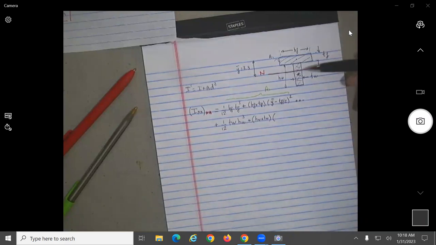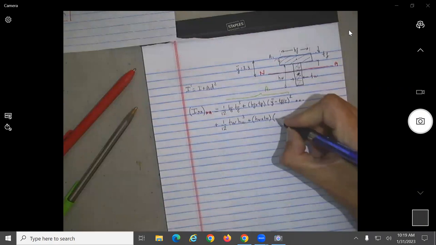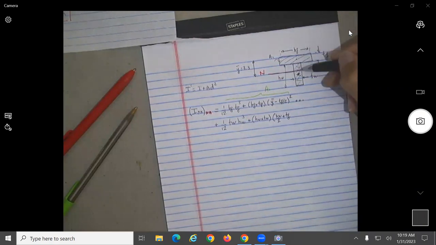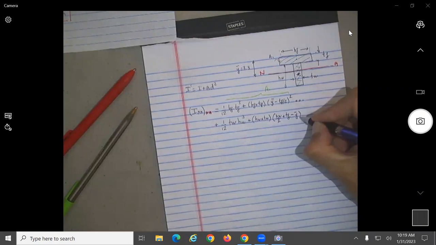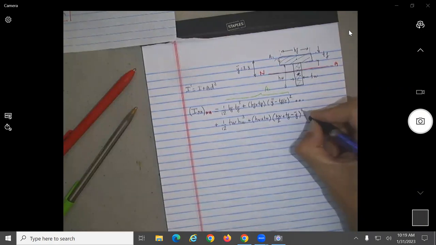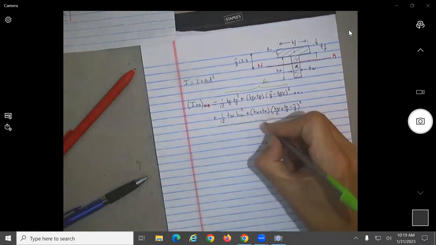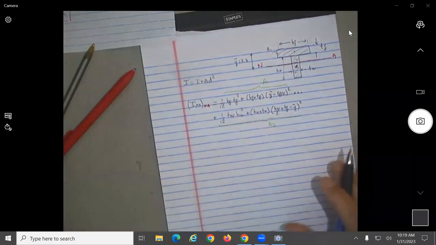No, it would be hw divided by 2, no? So if we start from here, the distance from here to here basically is all that distance here, correct? All that distance is what? It's hw divided by 2 plus tf, minus y bar. And this should be squared. And this is taking care of the term referring to the area A2.